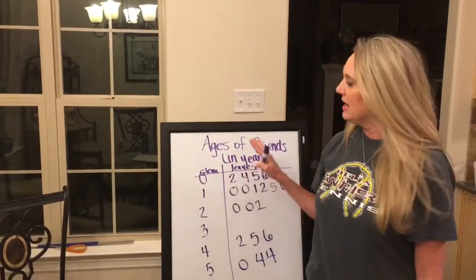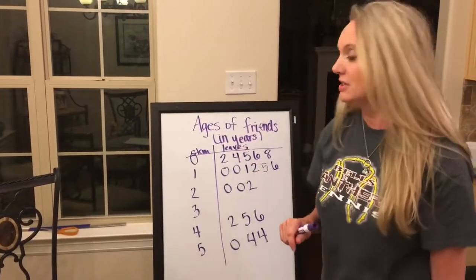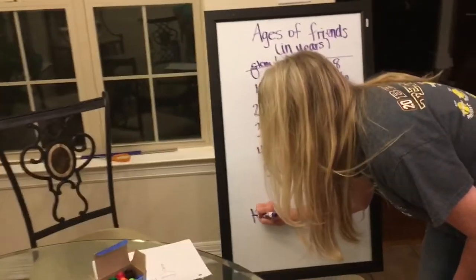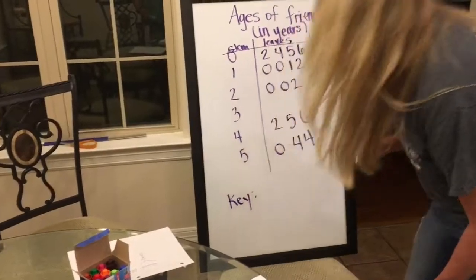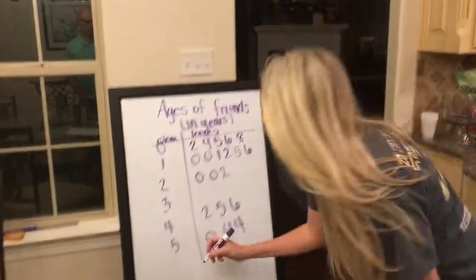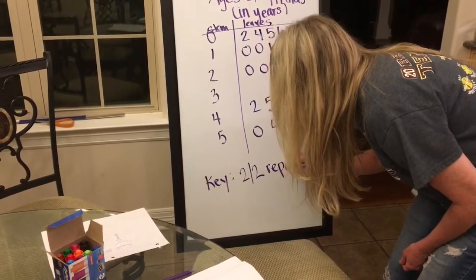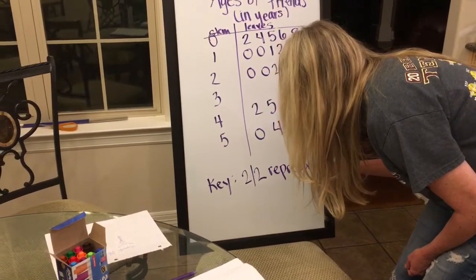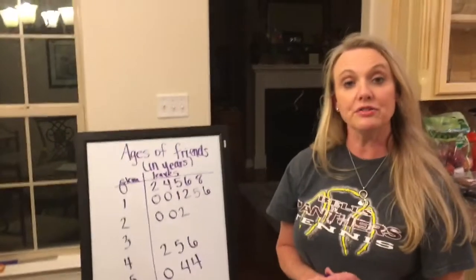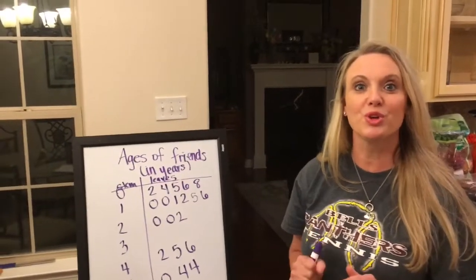Now, if you can tell, there's one thing still missing on my stem and leaf diagram, and it's the key. So at the bottom, I want to write my key, and remember, you can pick any number that you like. I might say, let's see, 2|2 represents 22.